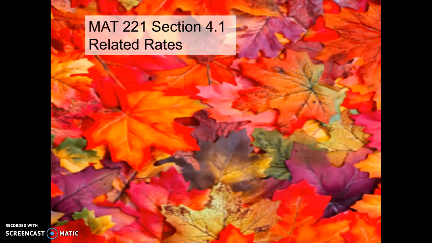This is MAT221. We are in section 4.1, which is the beginning of Unit 4, which talks about the applications to the derivative. Section 4.1 talks about a concept called related rates. So first we're going to do a quick review problem.